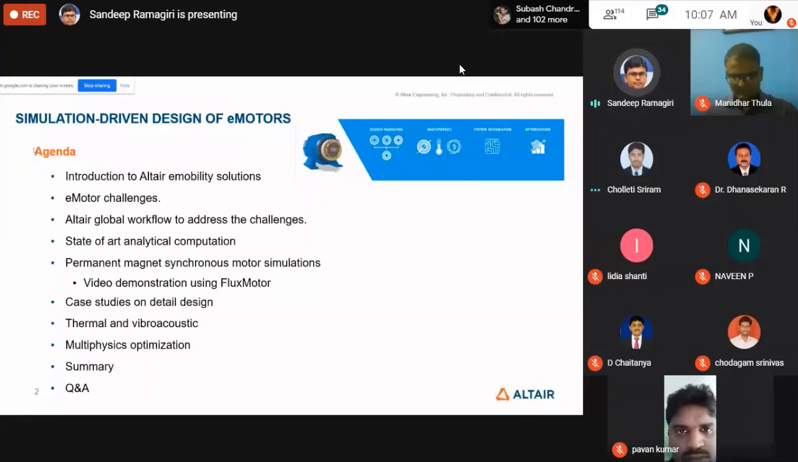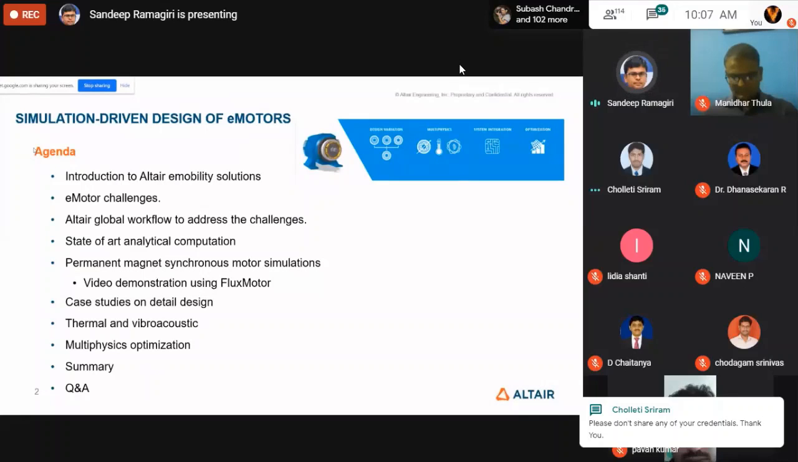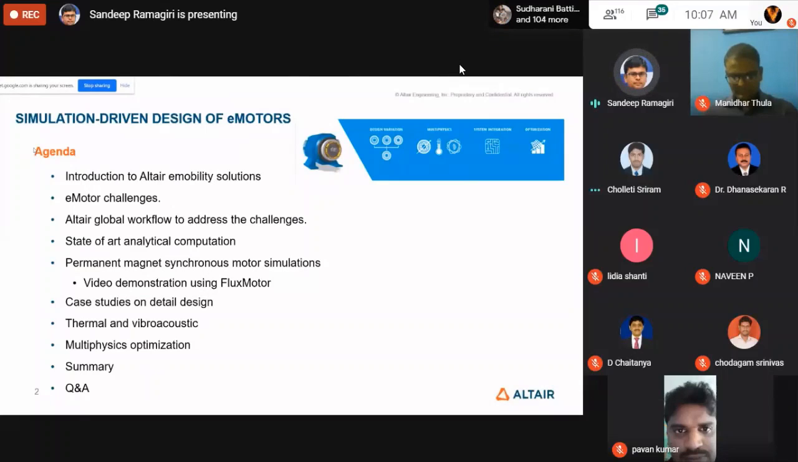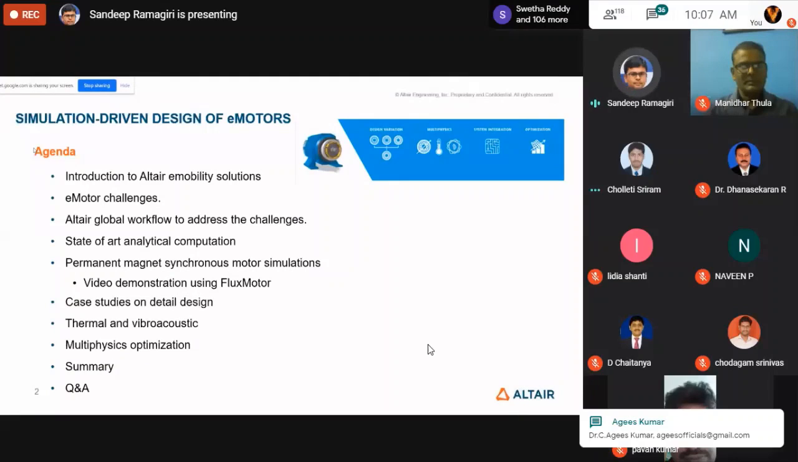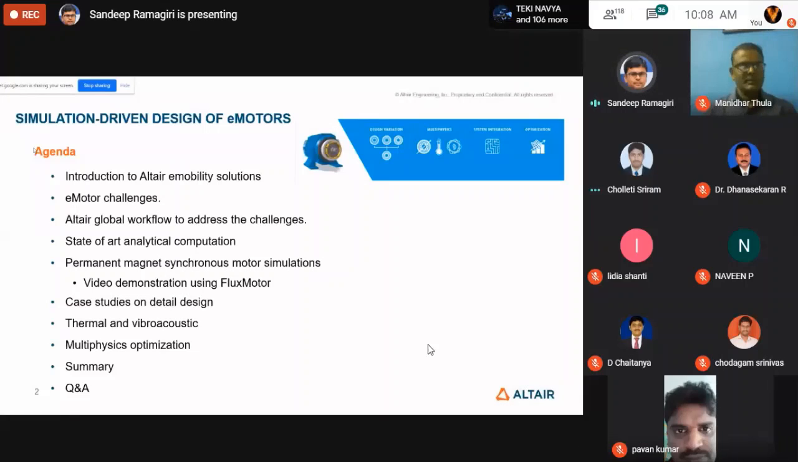And we look at permanent magnet synchronous motor simulations, which is a well-known motor in electric vehicle applications. We'll also see some demonstrations on the tool, and then we will showcase the case studies for thermal and also vibroacoustics. I will tell you what thermal is and what vibroacoustics is. We will also look at multi-physics optimization. Once we design, we need to do the optimization, so we'll see that. Then the summary of my presentation, followed by a question and answer session.